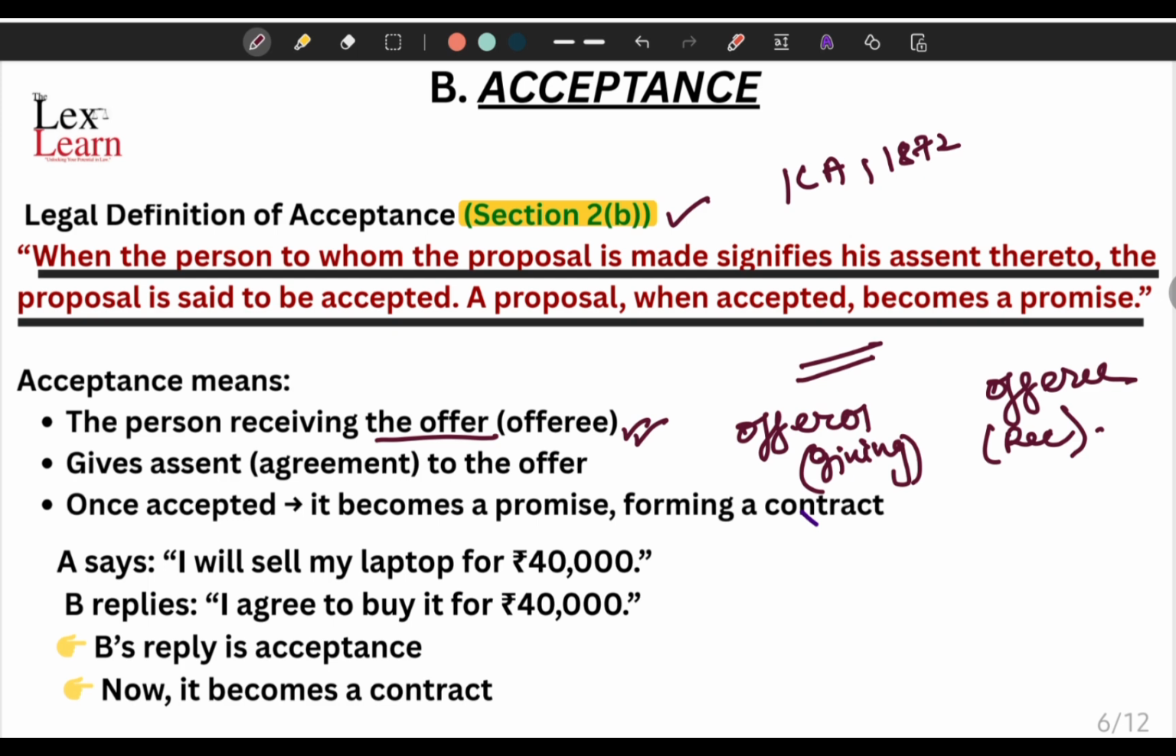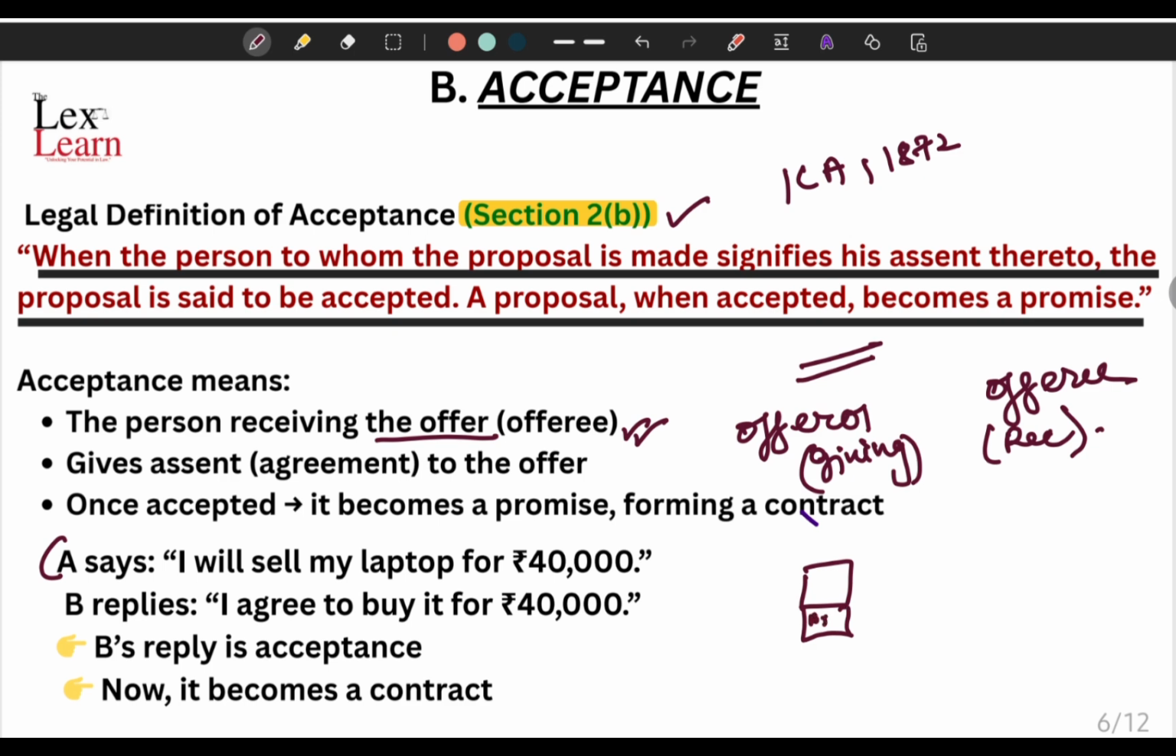So this is very simple. And when the offeree gives assent to the offer, so what does assent mean? Assent in simple terms means acceptance. So when the offeree accepts the offer by the offerer, then it becomes a promise. And the promise with a legal consideration, such as exchange of money or money's worth, forms a contract.